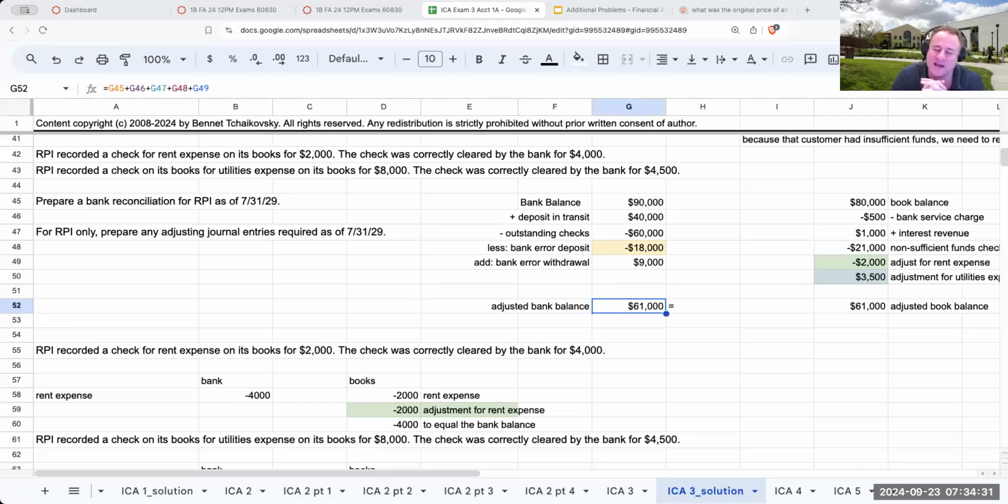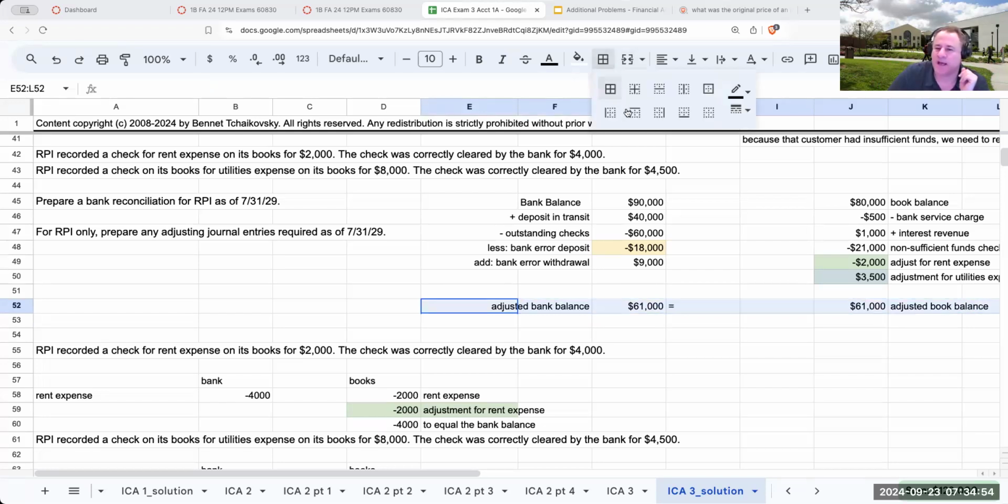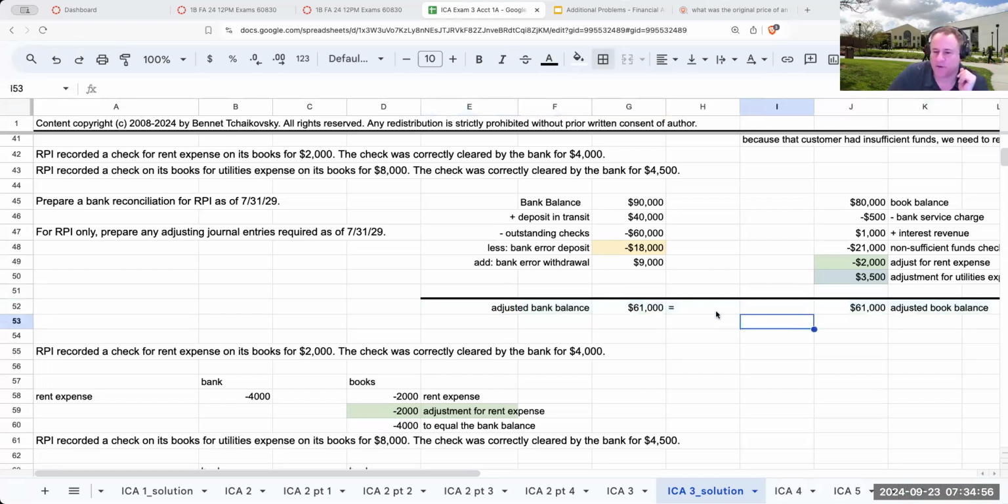Always fun doing these kinds of questions. Hopefully I don't screw it up on your test. So my adjusted bank balance equals my adjusted book balance. We're good to go. This is a bank reconciliation. In most accounting programs, you'll take the bank statement and go through and check what was actually cleared. Okay, so now that I have this part done, this is my bank reconciliation.